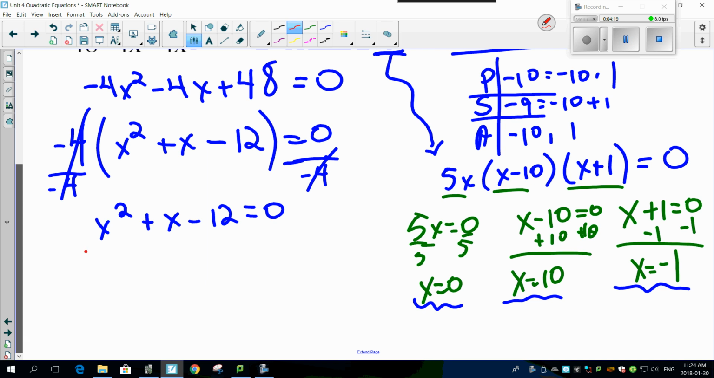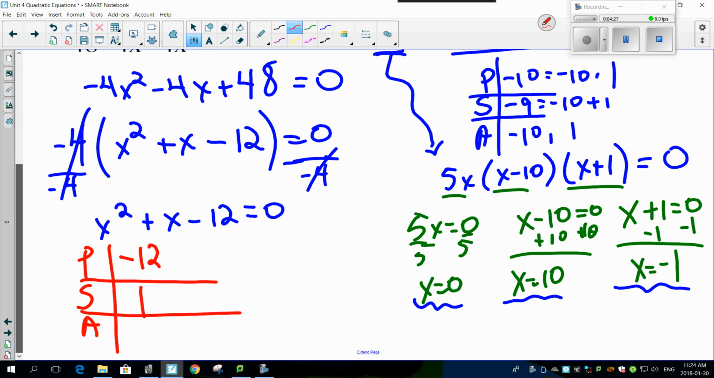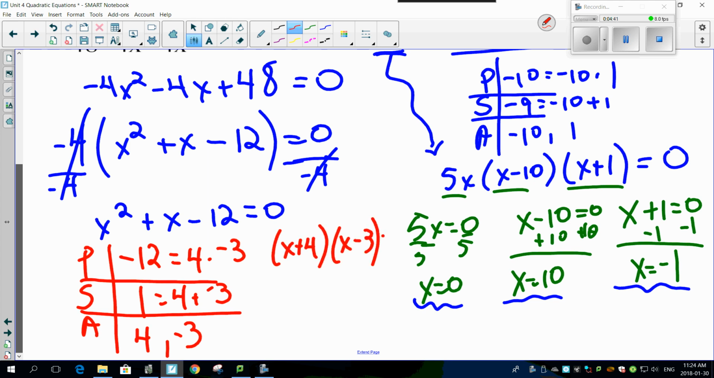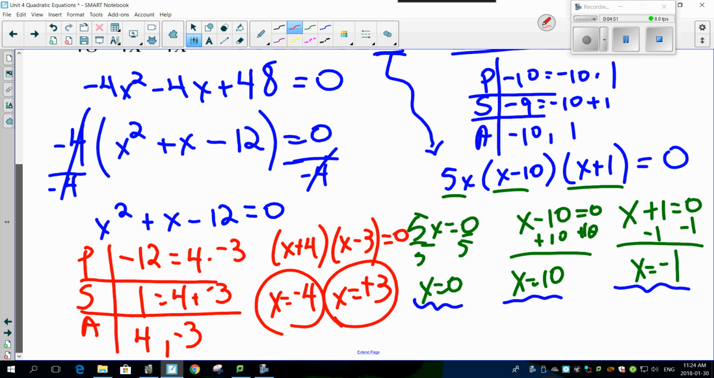Here we go. PSA. There we go. Minus 12, positive 1. That's 4 times minus 3, because 4 plus minus 3 gives you positive 1 this time. 4 and minus 3 is your answer, so x plus 4, x minus 3, let that equal 0, solving, x equals minus 4, and x equals positive 3. So there's your solution for that one. Some really nice practice questions using GCF.